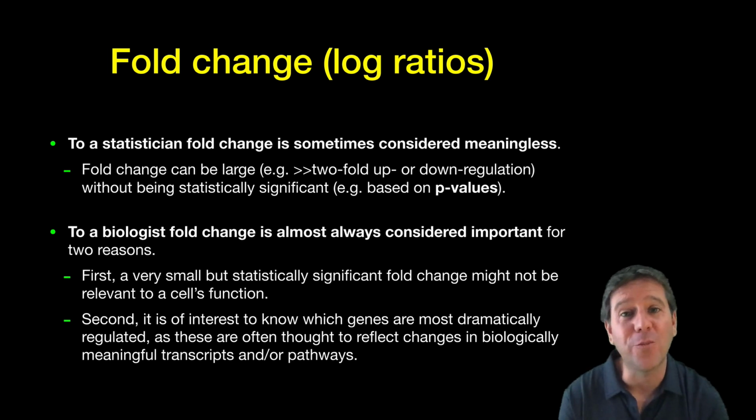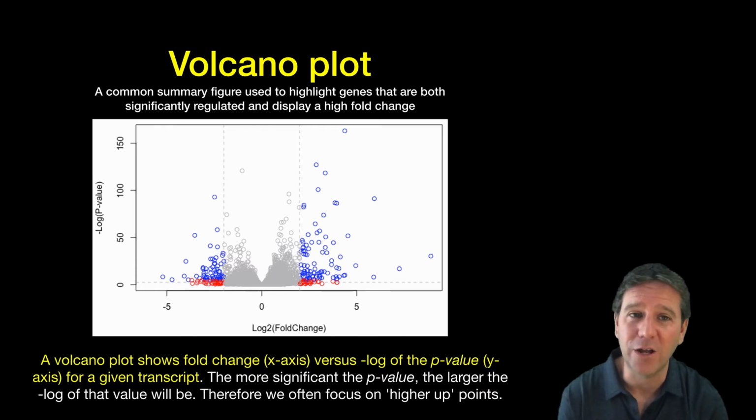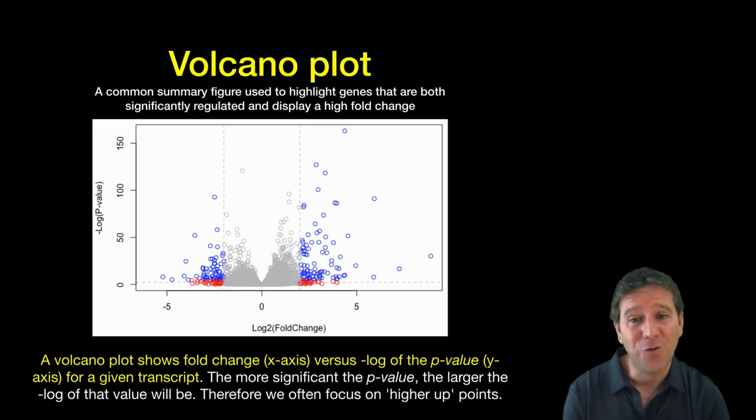So we'll show both fold change and significance together in plots like this one, sometimes called a Volcano plot. This is a common summary figure used to highlight genes that are both significantly regulated and display high fold changes. So each point here in this plot, we'll make these plots ourselves from the raw data up. Each point is an individual gene, and what we're plotting here is its fold change along the bottom axis. So further from the middle, that 0 point where there's no change, of course, means there are higher expression changes, either up in the positive direction or down in the negative direction.